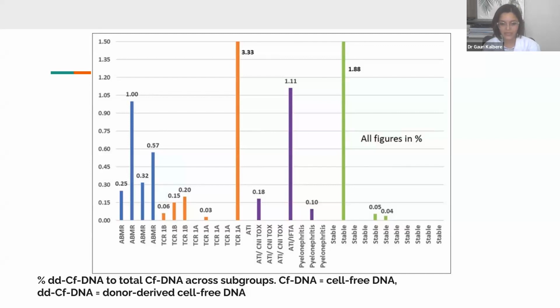Now, if we keep these aside for a moment, we'll go into the rejection part. So we see the ABMR column. The threshold level which we can say for ABMR was 0.25, ranging up to 1 in our study. And for TCR1B, it was from 0.06 to 0.02, as shown in the diagram. And for those who were stable patients, it was almost less than 0.06, or less than 0.2 if we include the ATI and pyelonephritis as well.